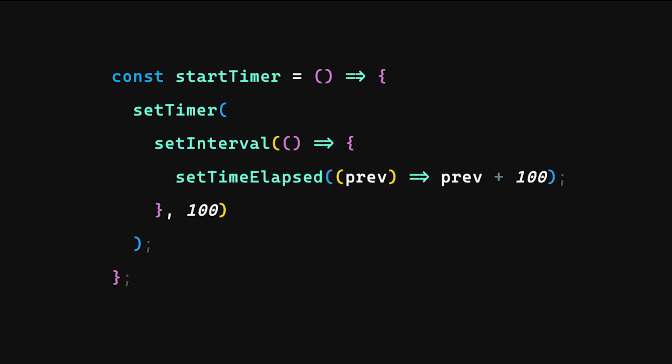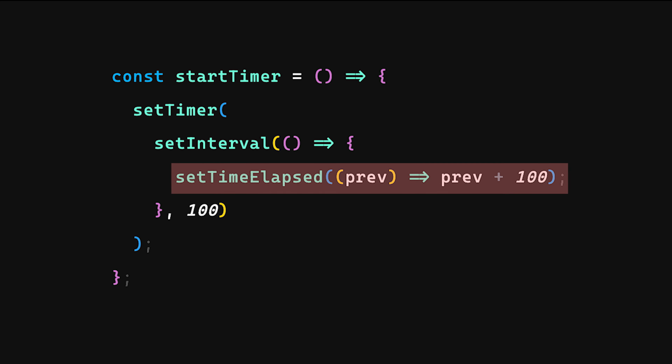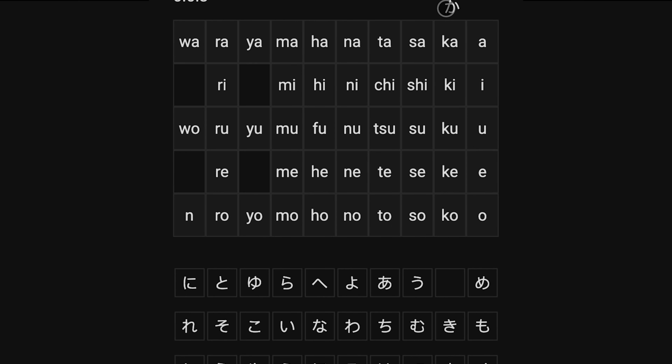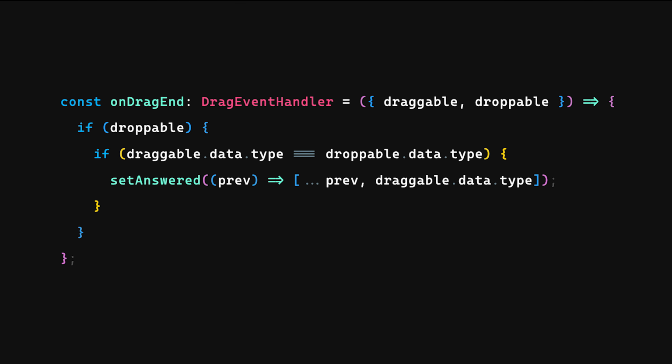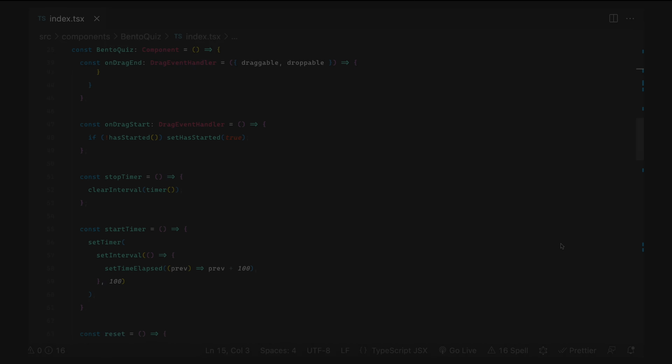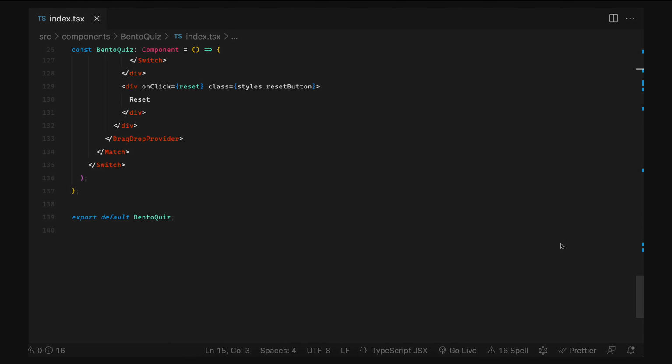The timer is added just by using set interval, then we save the actual time elapsed in the signal. To start the timer, we're listening to the has started signal in create effect. Whenever it becomes true, we can start the timer and also remove the set interval on the cleanup. To handle the answering part, we're using some of the events that SolidDND provides. On drag end is used to set the answer if the kana was correctly moved, and on drag start is used to figure out whether the quiz has started or not. With everything in place, we can call our Japanese language helper app done.